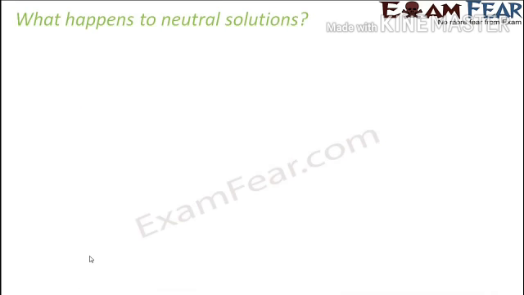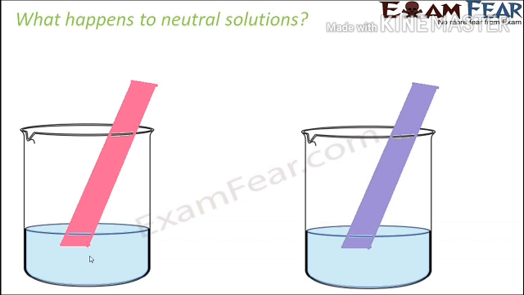Now you might ask, then what happens to neutral solutions? Because in that case, the neutral solution, there would be no change in color, correct? That is how it should be. And that is what happens. So for neutral solution, whether you put the red litmus paper or you put the blue litmus paper, both of them do not change their color.